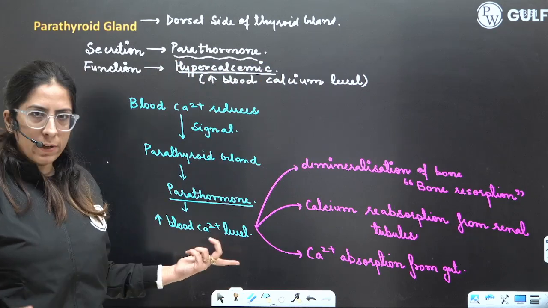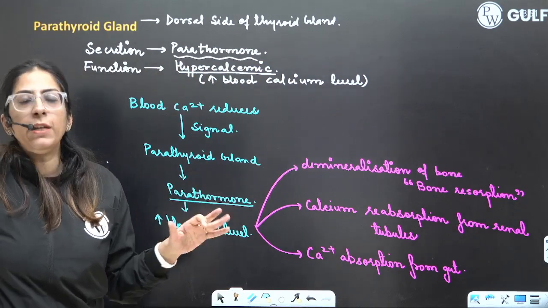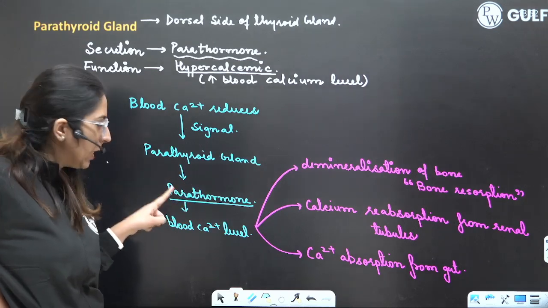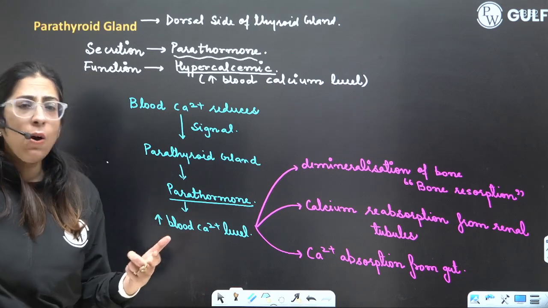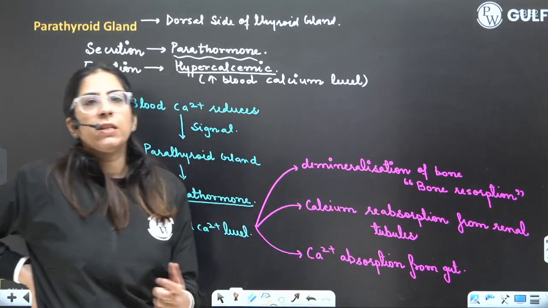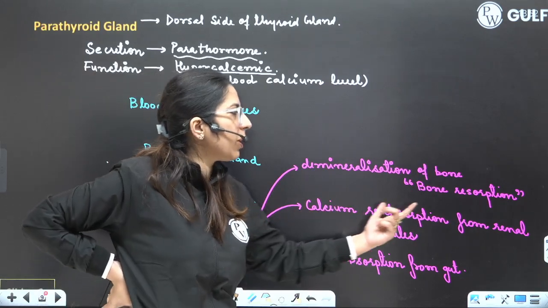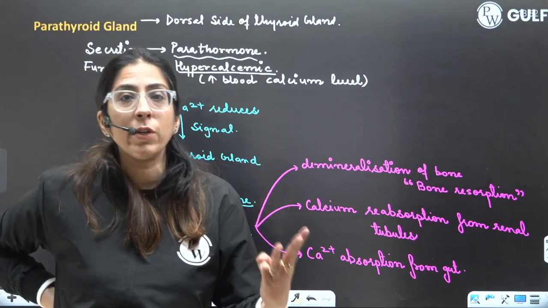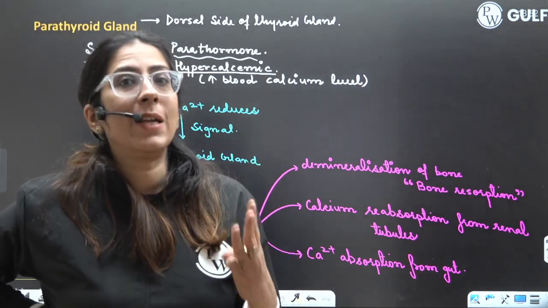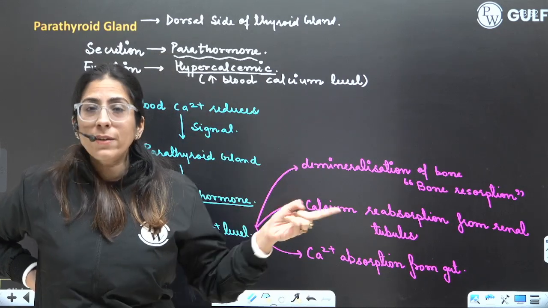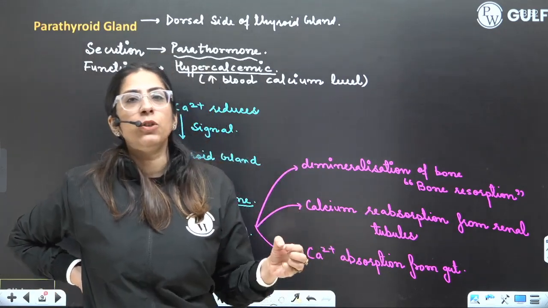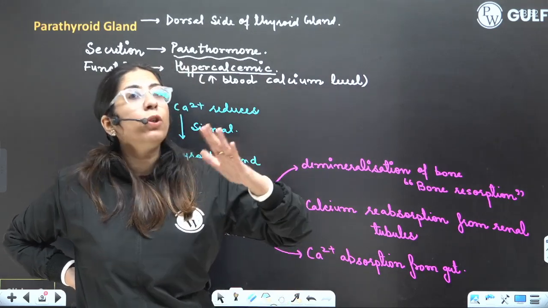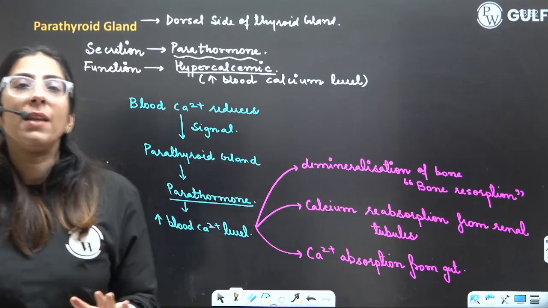Whenever the blood calcium level reduces below a standard value, the signal will go to the parathyroid gland. The parathyroid gland will secrete parathormone, which will increase the blood calcium level. But how? Demineralization of the bone, that is bone resorption, calcium reabsorption from the renal tubule, and calcium absorption from the gut. These are the three ways by which this hormone increases the blood calcium level. This is hypercalcemic, contradictory to the previous one, calcitonin, which reduces the blood calcium level. This increases it. So both of them are responsible for the calcium balance in the body.